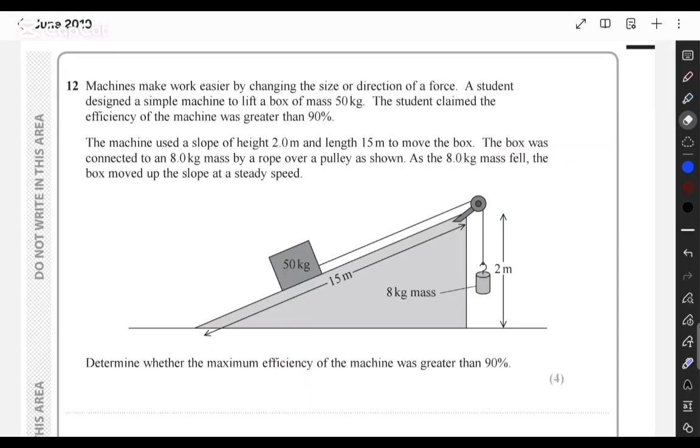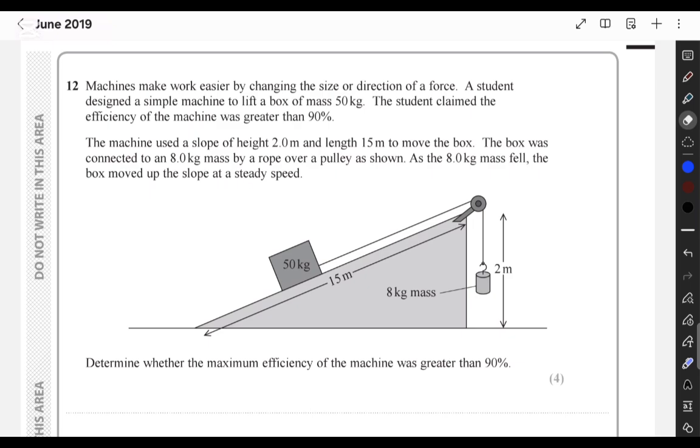So here we have another question from Work, Energy and Power. This is June 2019, question 12. Machines work easier by changing the size or direction of a force. A student designed a simple machine to lift a box of mass 50 kg. The student claimed that the efficiency of the machine was greater than 90%.